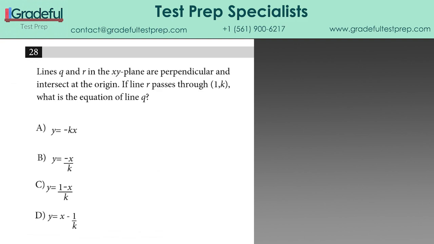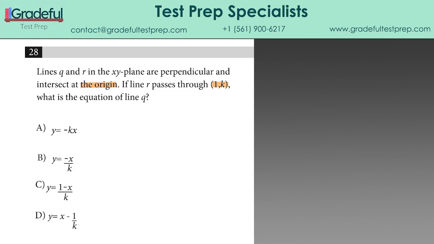Question 28 is a really challenging question because it's so different from a lot of the other questions we've seen on the SAT Section 4. We know we have two lines and they're perpendicular and they intersect at the origin. Line R passes through (1, K). And what we need to realize about this is that we actually have 2 points. We have the origin that they both pass through and we have (1, K).